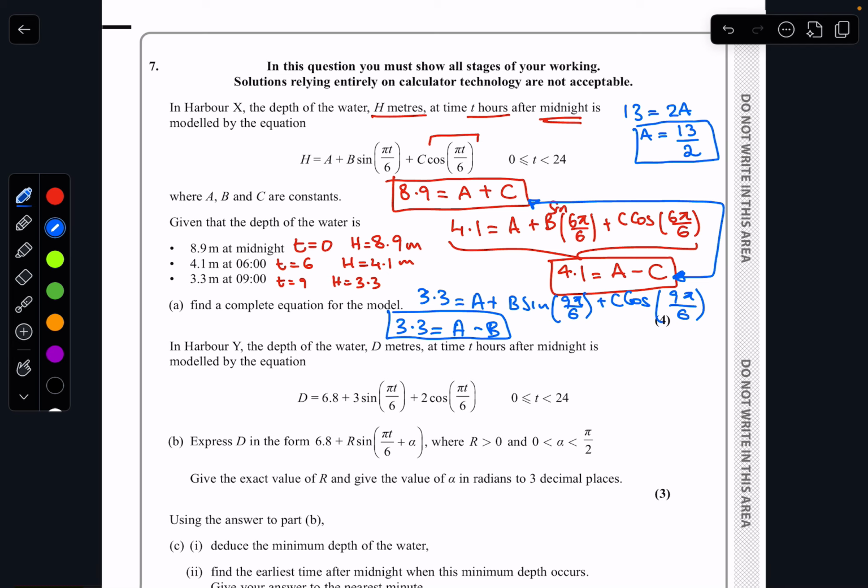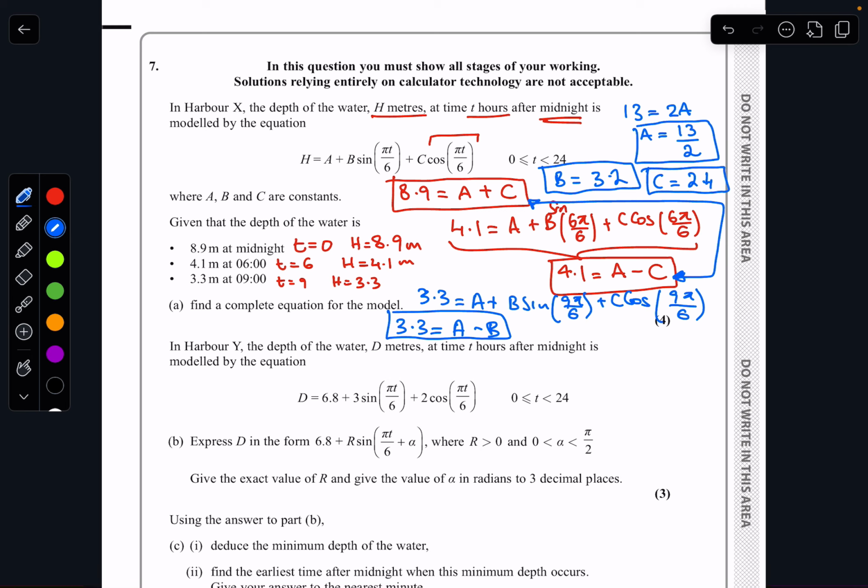Very similarly, I will let you find B and C just by substituting into the equations. If you do that, you should get the value of B is equal to 3.2, and the value of C as 2.4.